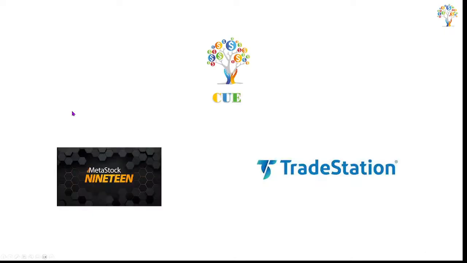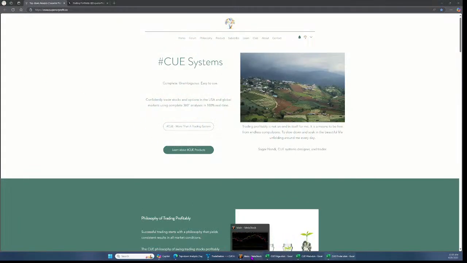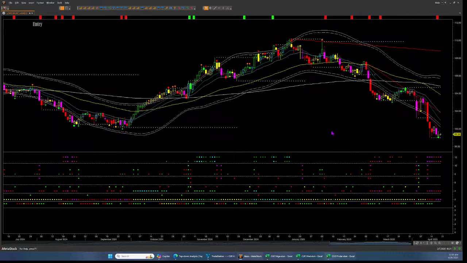Q runs on Metastock and TradeStation platforms. Instruments that often move the market. Dollar index. It is in a downtrend.